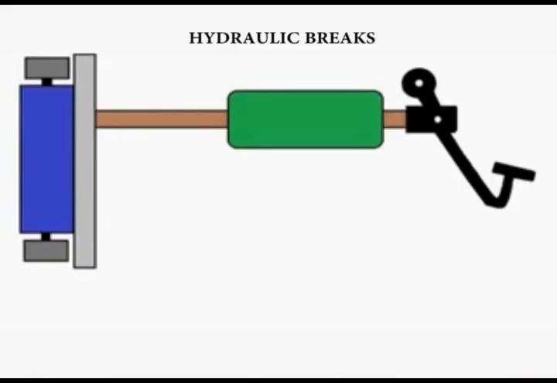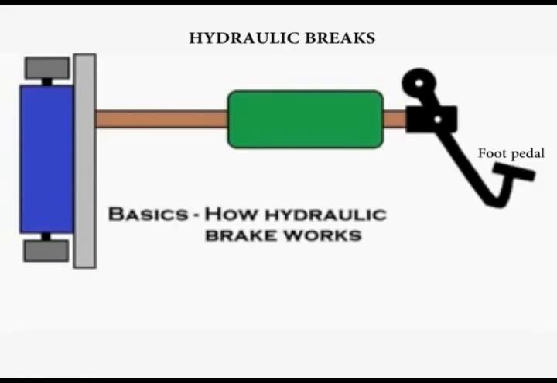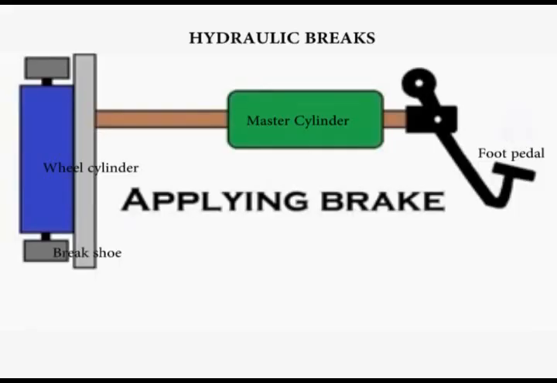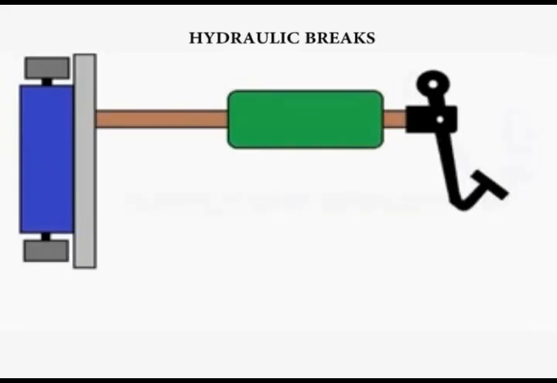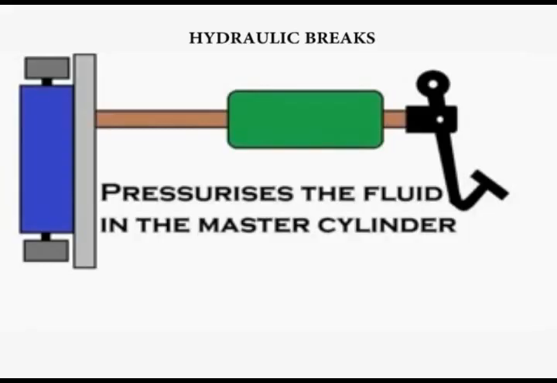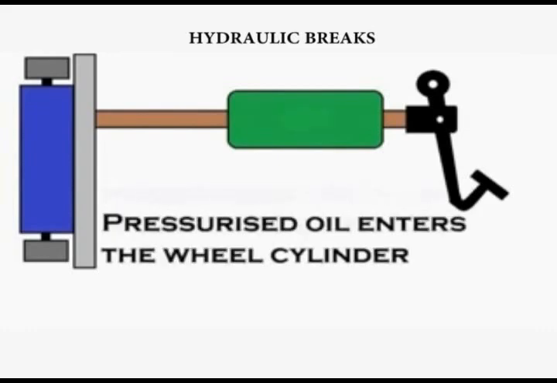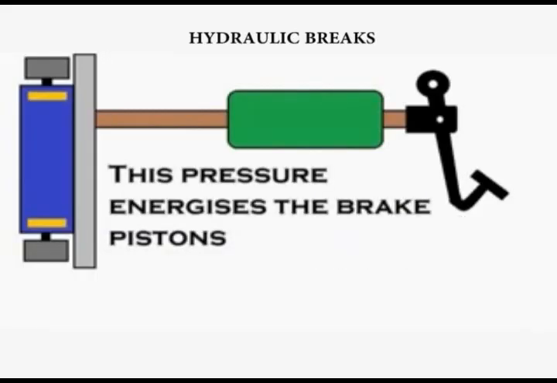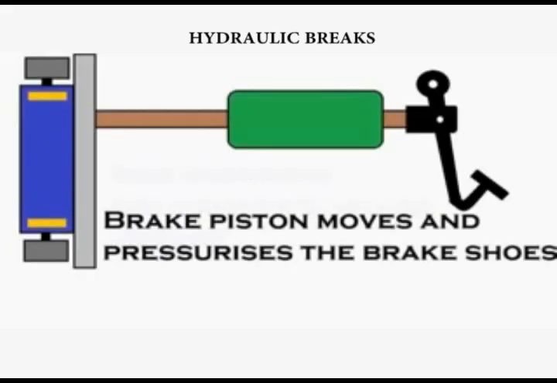Diagrammatically, it consists of a brake pedal, a master cylinder, a wheel cylinder, and a brake shoe. So when the pedal is pressed, it pressurizes the brake fluid in the master cylinder. This pressure is then transmitted to the wheel cylinder. There, the pressure energizes the brake pistons. They move and press the brake shoes, making them move.